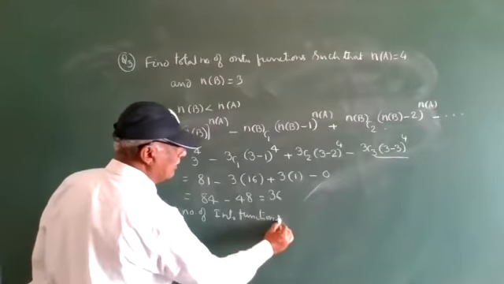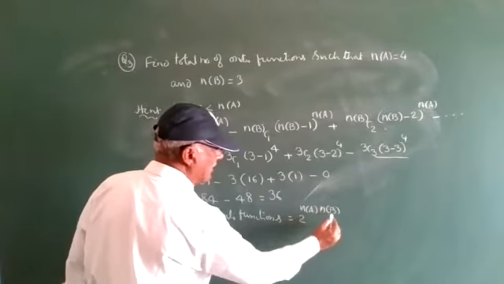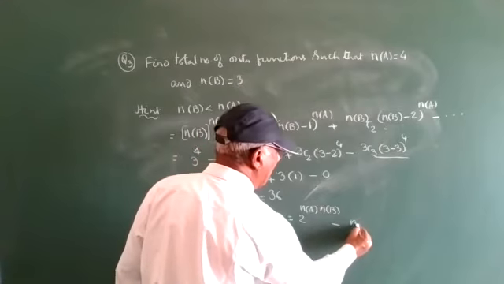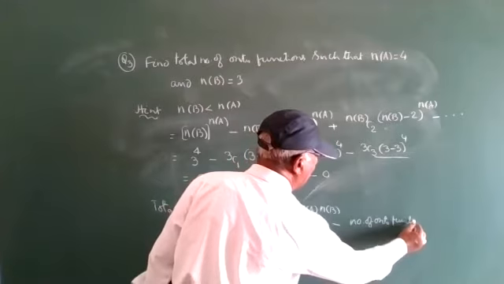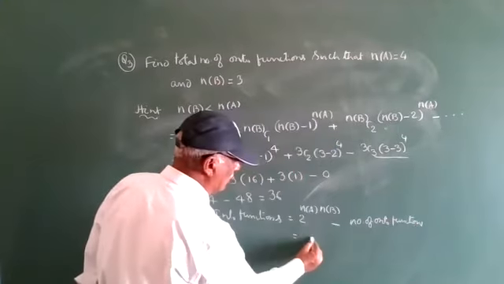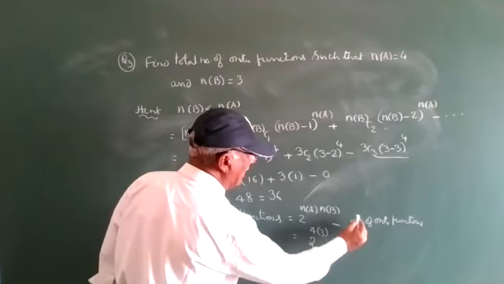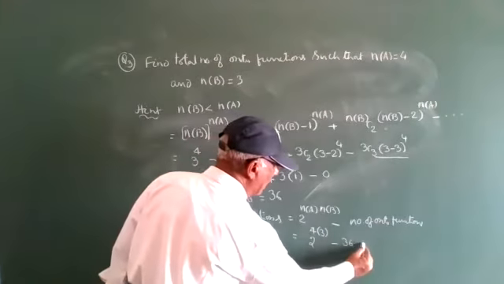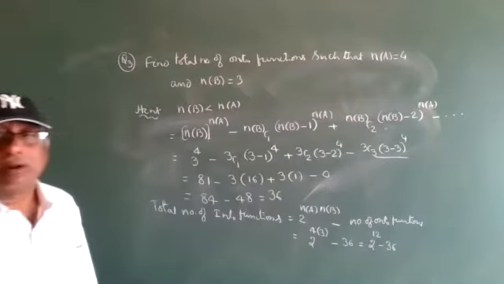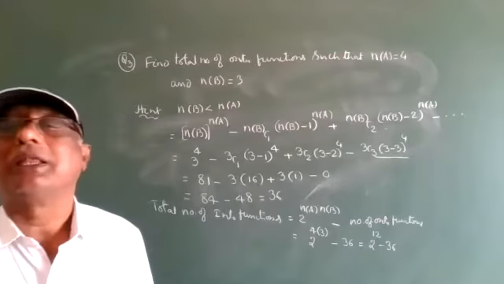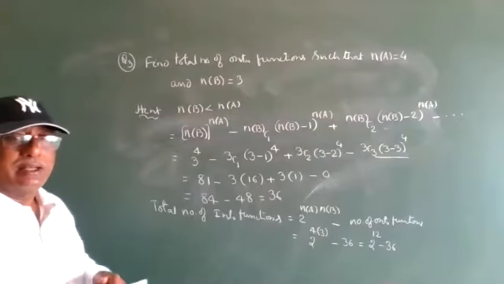Total number of into functions is equal to 2 to the power of n of A into n of B, the total number of functions, minus the number of onto functions. So n of A is 4, n of B is 3, minus onto functions 36. 2 power of 12 minus 36. We get the number of into functions. This is the problem. Is it clear? Right.